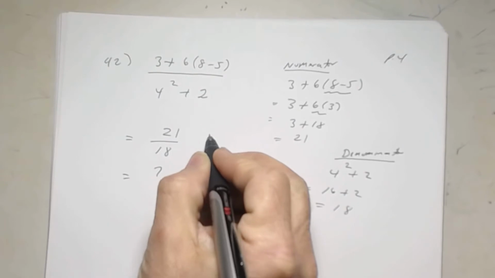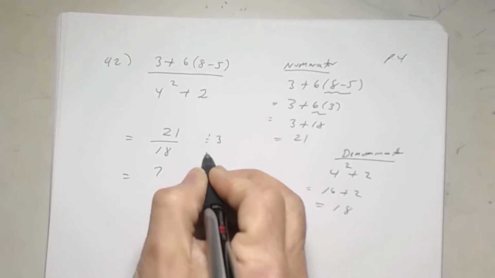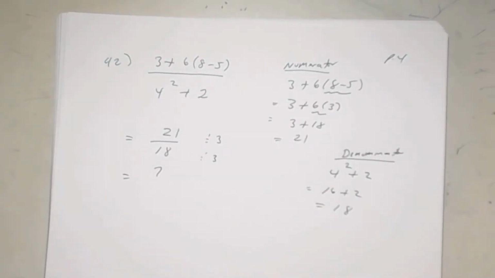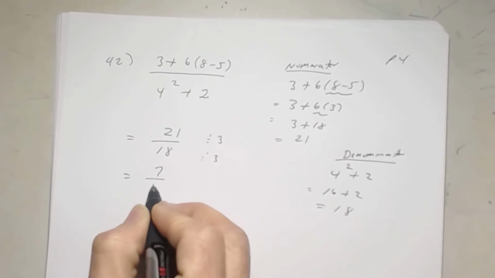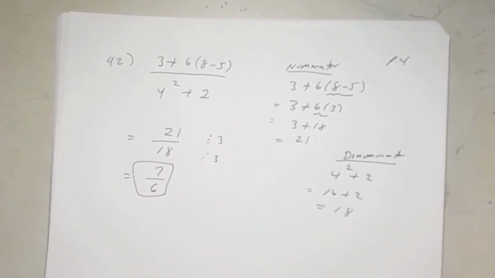So remember, you're saying 21 divided by 3, right? And you're gonna say 18 divided by what? 3. So 7 divided by what? 6. And that's your answer. Leave it as a fraction.